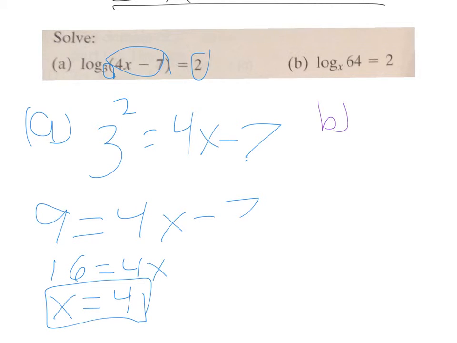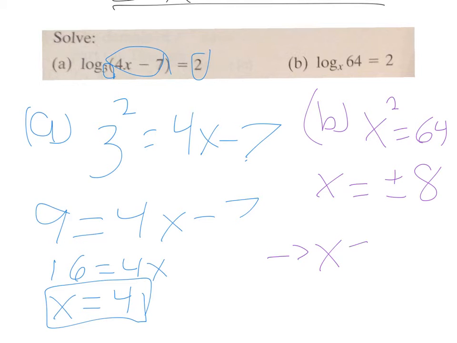Now for part B, you can do the same thing, take the base, raise it to an exponent of 2, set it equal to 64. Which means technically if you solve it for x, x would be plus or minus 8. But remember, the base of a logarithm has to be positive. So the only one we're concerned about is the positive solution, x equals 8.